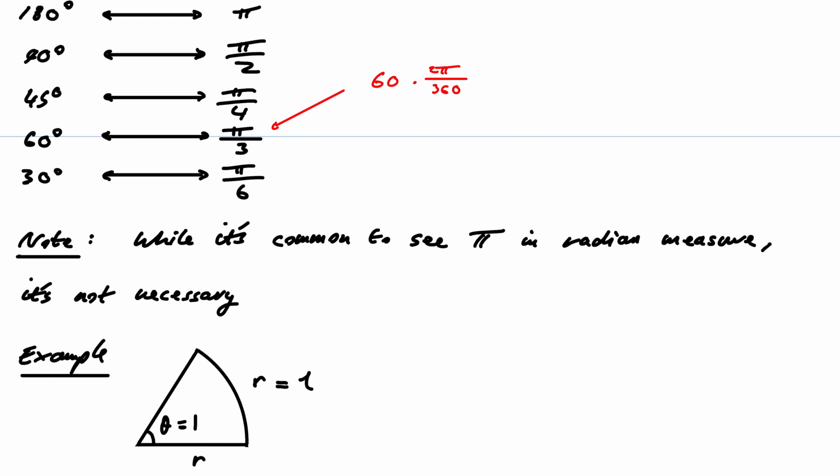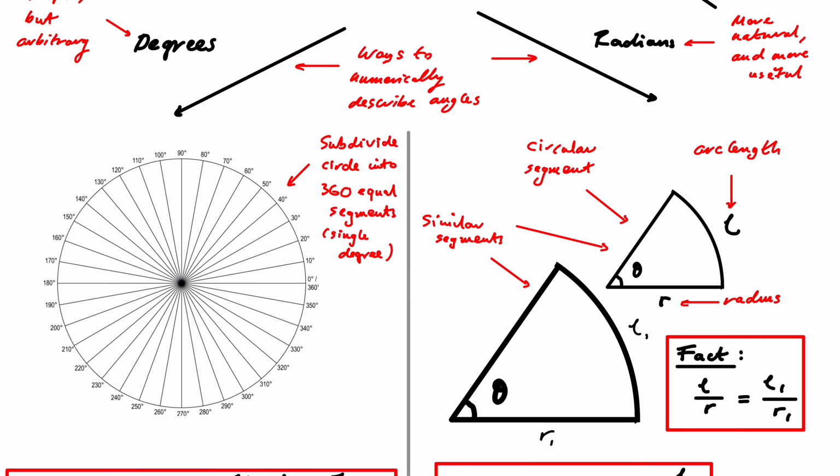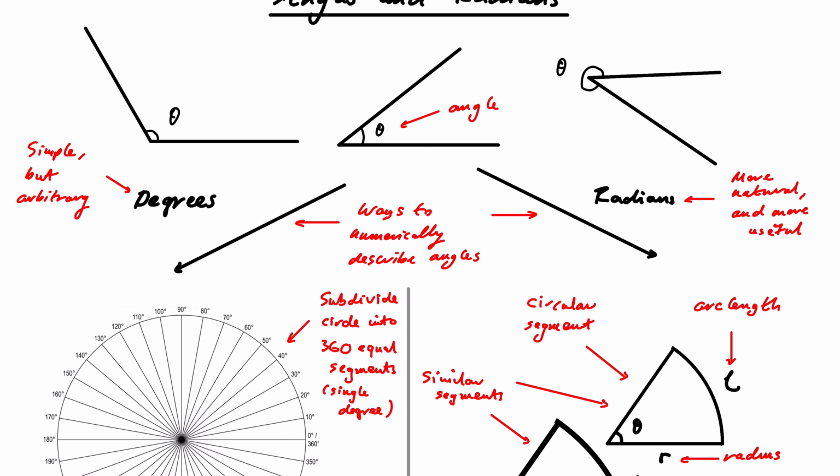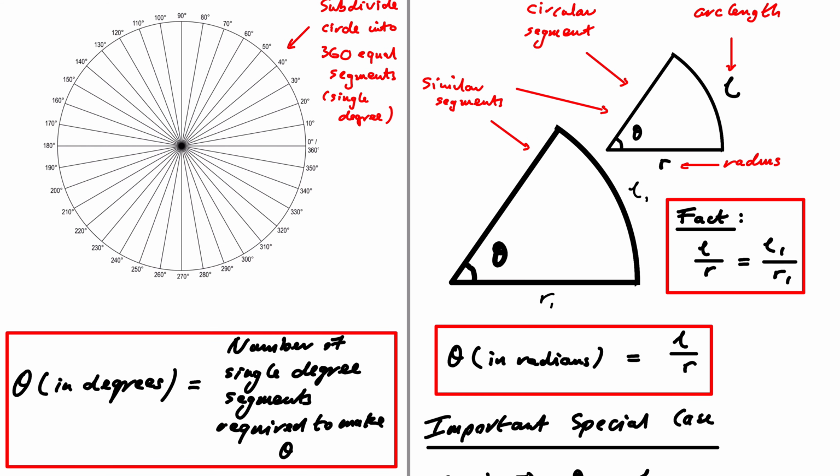So just to recap, when describing angles, we have 2 basic ways of doing it. One is degrees. We break up a full circle into 360 equal segments and then just count how many of those we need to make up my angle. That's pretty useful because 360 is divisible by lots of things, but it's very arbitrary.